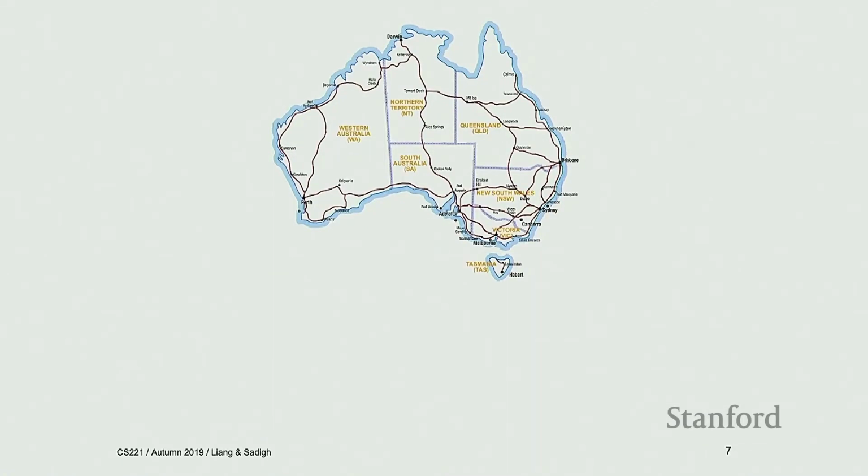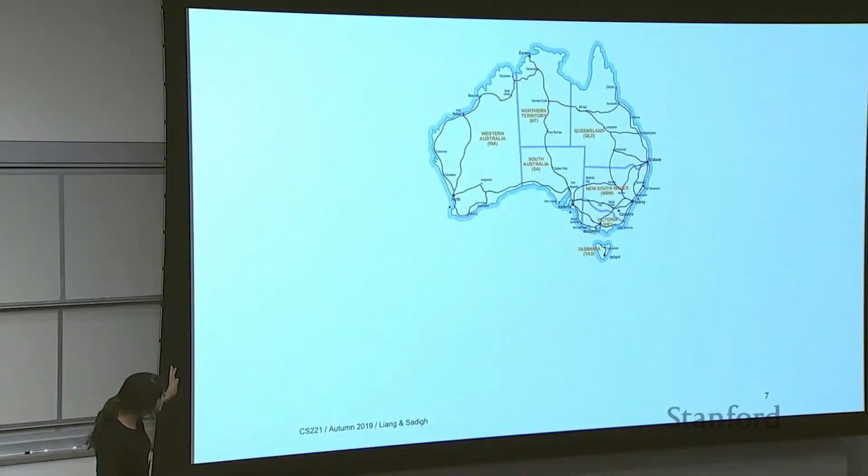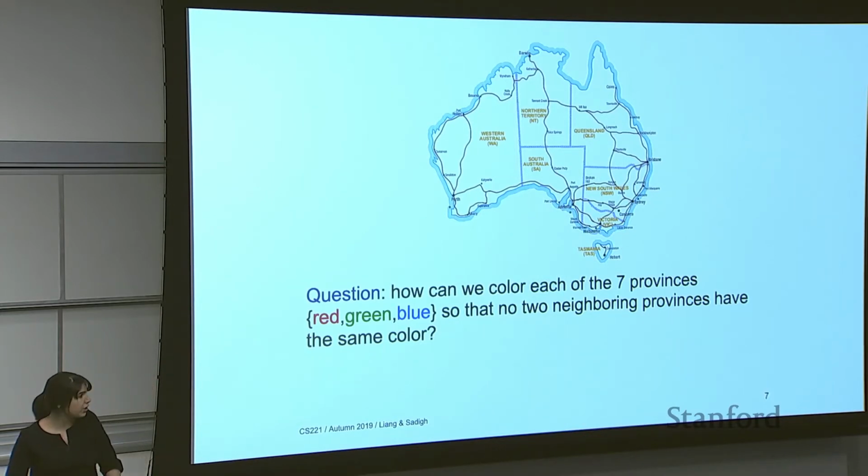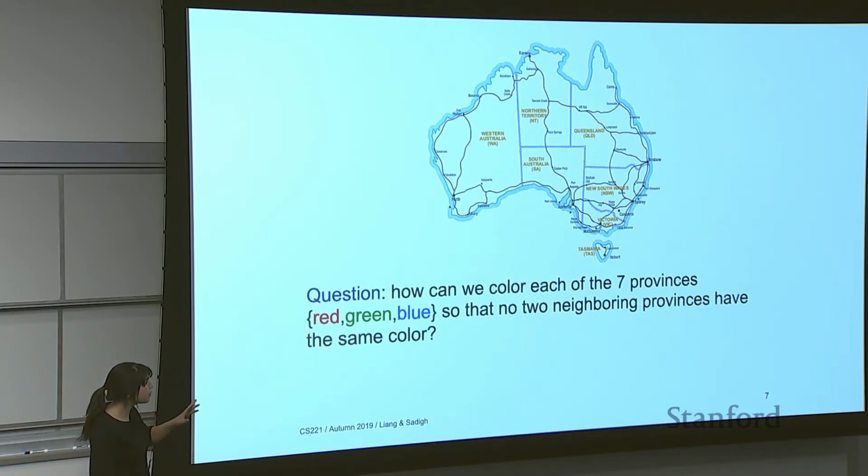So the example is a map coloring example. Let's say we have a map of Australia here, and Australia has 7 provinces. So these are all the provinces here. And what we want to do is color this map. So the question is, how can we color each of these 7 provinces with 3 colors, red, green, and blue, so that no 2 neighboring provinces have the same color? Okay? So that's the task we want to do.